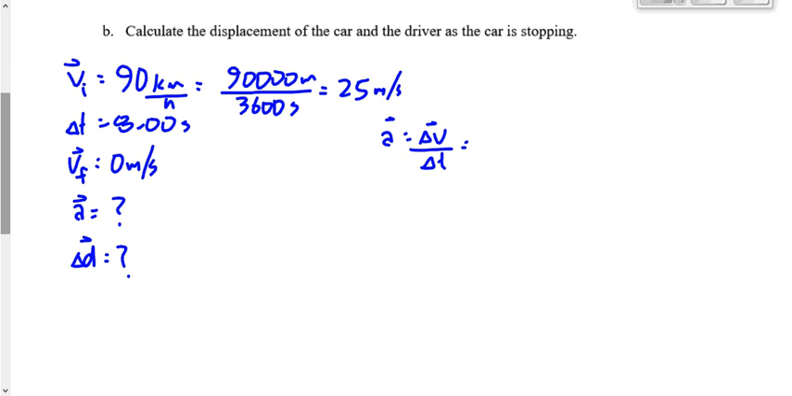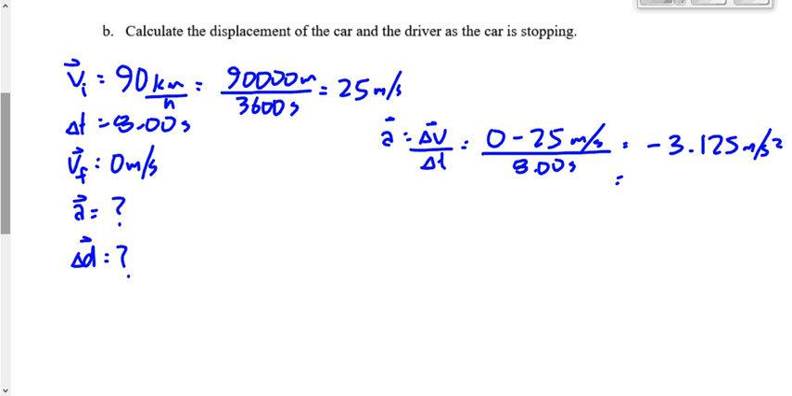Delta V is VF minus VI. That's 0 minus 8 meters, sorry, 0, no it's not. It's 0 minus 25, isn't it? 0 minus 25 meters per second over a time interval here of 8.00 seconds. That gives me, I think, 3.125. Negative 3.125, is that right?